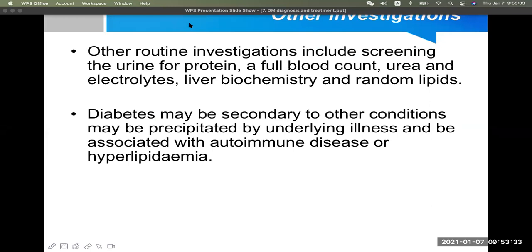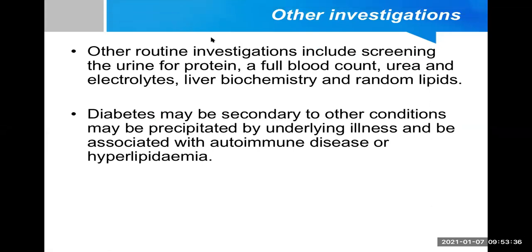Now, what are the other investigations we like to do in the case of diabetes mellitus? Other routine investigations include screening the urine for protein, we do that because diabetes mellitus can lead to nephropathy. So there is a proteinuria, a full blood count. It's an immunodeficient state, so there is a high chance of infection. Urea and electrolyte, again, for the renal involvement. Liver biochemistry, this is a routine test, just to rule out some of the differential diagnosis. And random lipid, okay, this is a lipid profile because diabetes is commonly associated with hyperlipidemia.